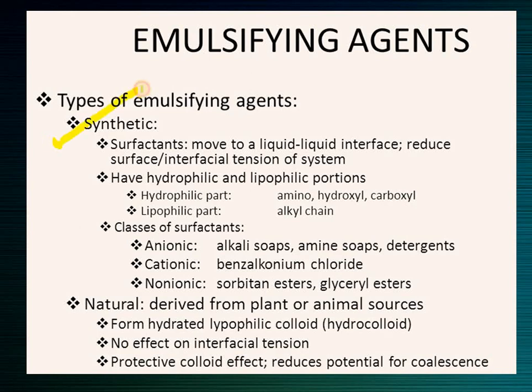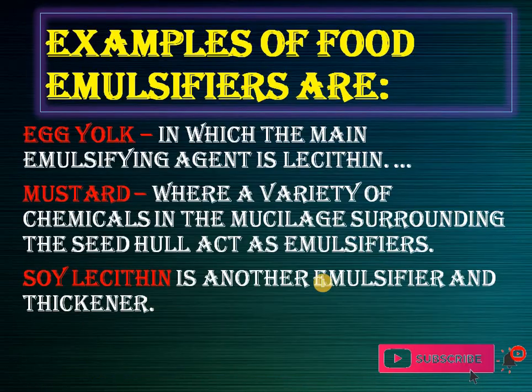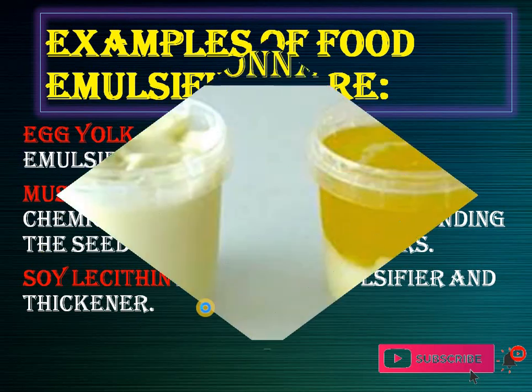Synthetic emulsifiers are man-made, for example surfactants, which contain hydrophobic and hydrophilic parts, and as we discussed in the micelle section, surfactants are ionic, cationic, or non-ionic. Natural ones are from plants or animals, for example protective colloids, which reduce flocculation or coalescence so that particles get trapped. These are present in fruits and vegetables. For example, food emulsifiers are egg yolk, which is the main emulsifying agent, and mustard is also a good emulsifying agent. So these are some food emulsifiers.